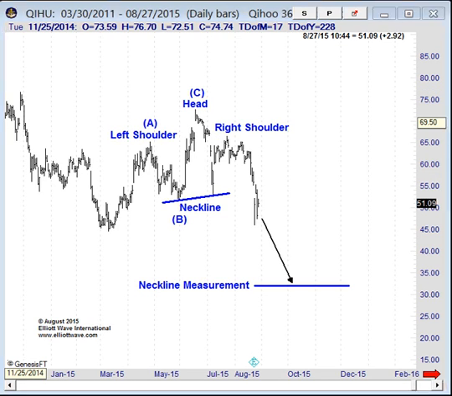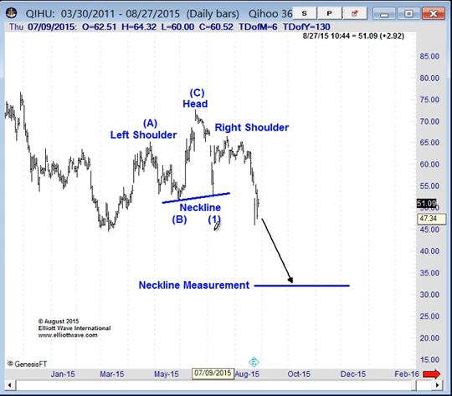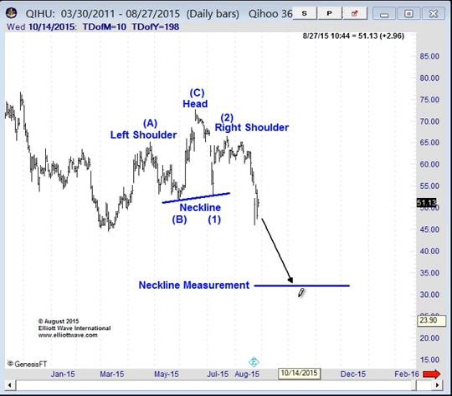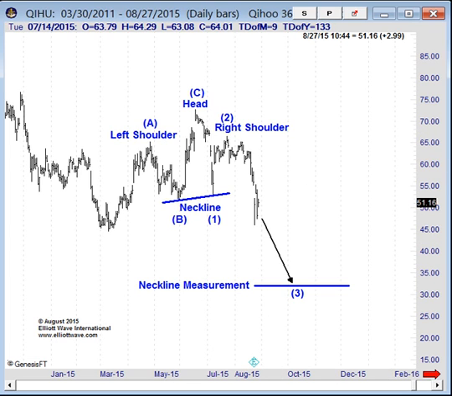The initial decline is wave 1. Excuse me, let me put a wave 1 there. Here we have wave 1. Counter trend move up is most likely wave 2. So we can now expect selling down to about 30 in wave 3. So here's your Elliott wave count. And also here's your head and shoulders formation.